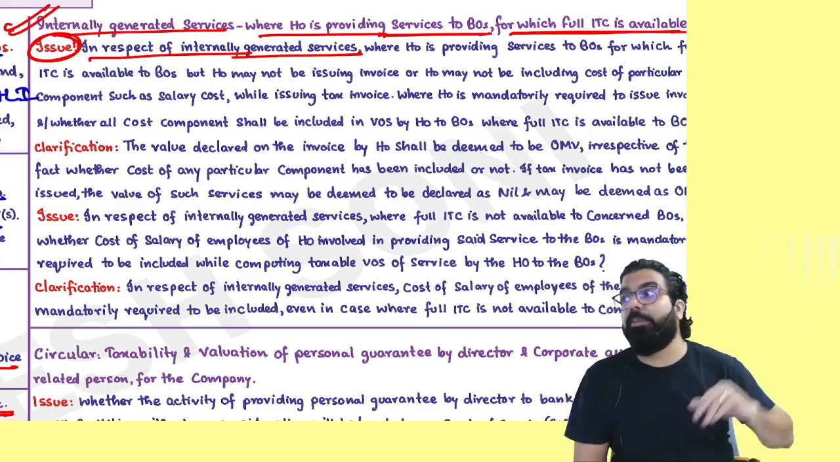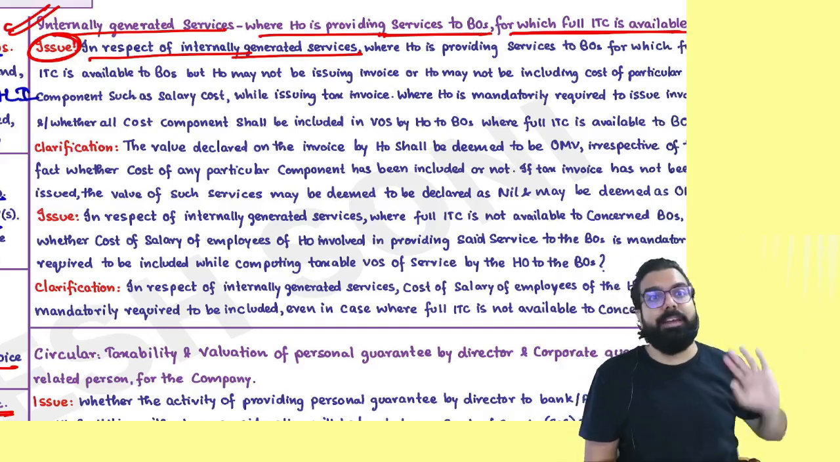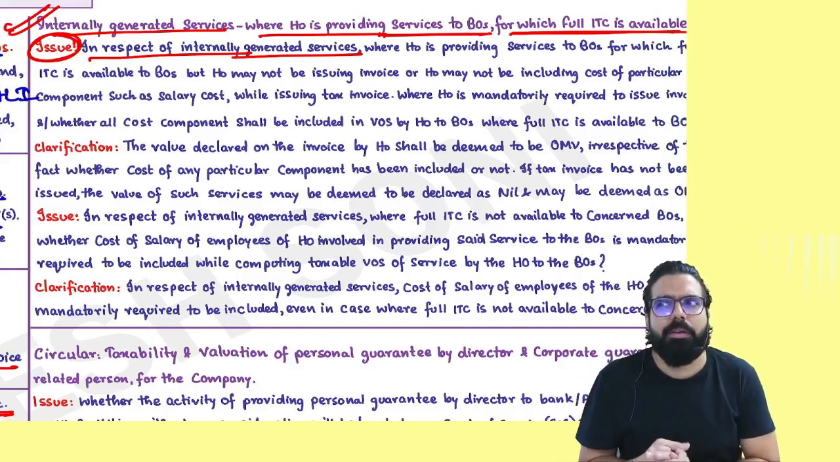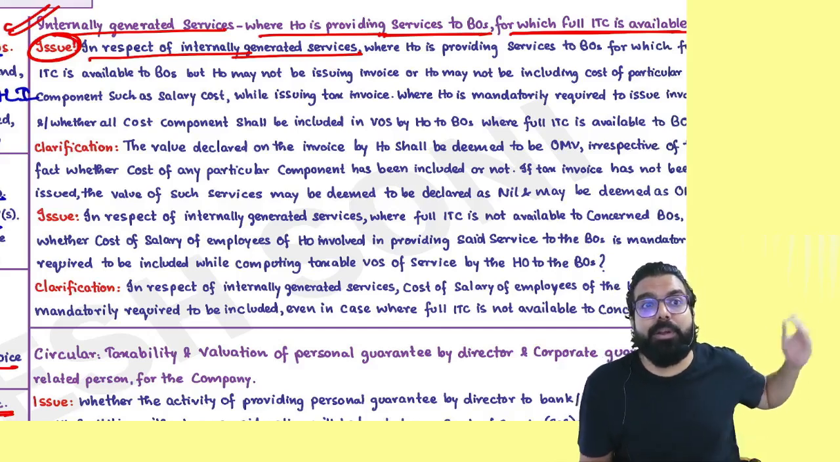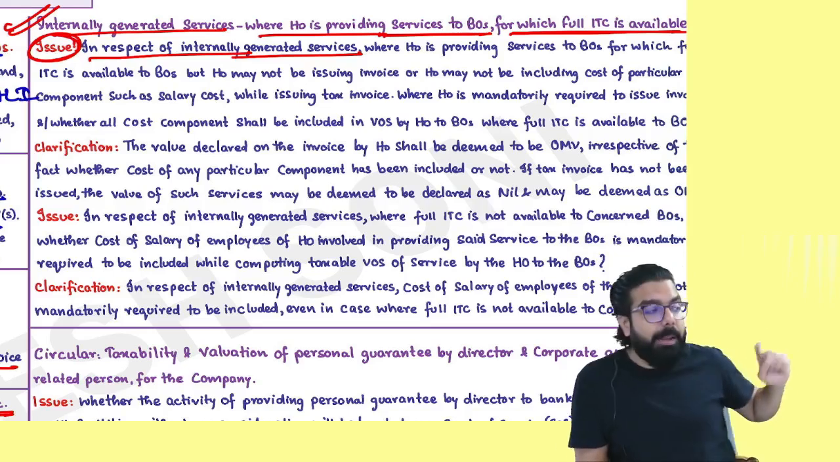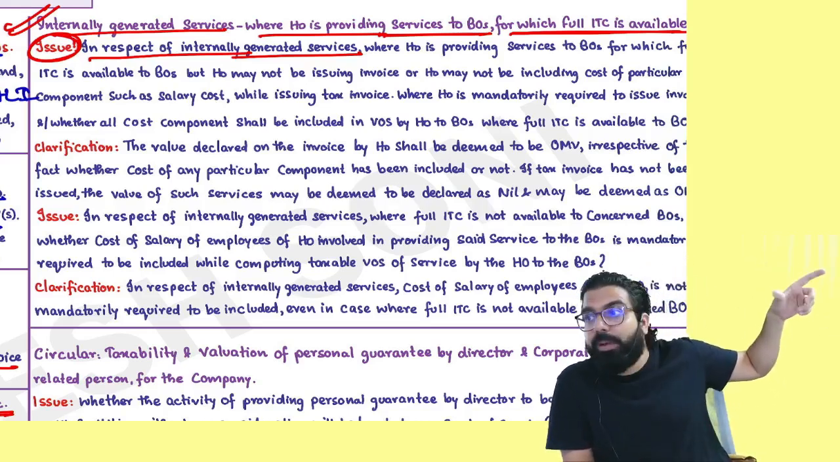Now, when I'm giving the services to the branch office, if the branch office is already eligible for full ITC, which rule is applicable? Rule number 28. Rule number 28, supplying between related person or distinct person. If my branch is eligible for full ITC, whatever invoice value I show, that will become the value of supply. Do you guys agree with me?